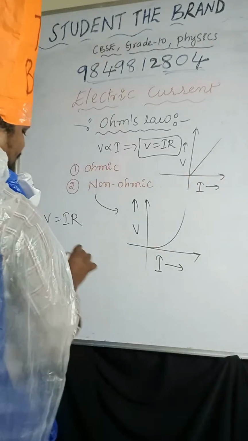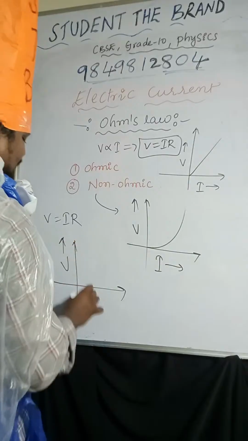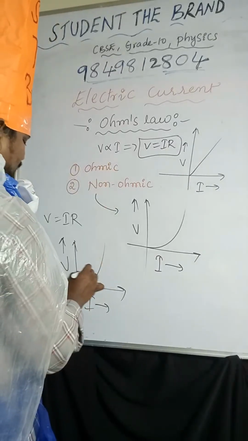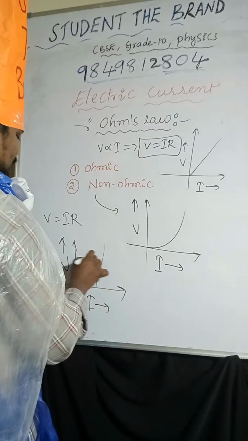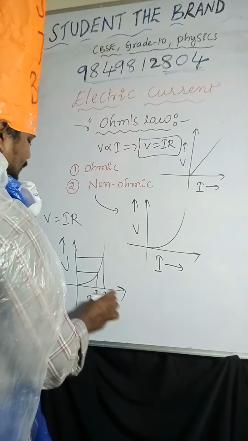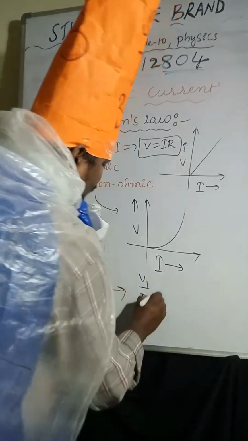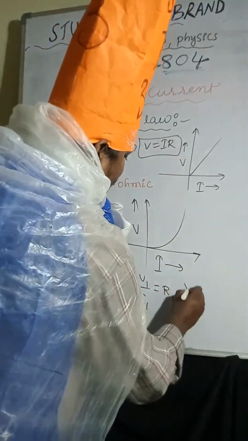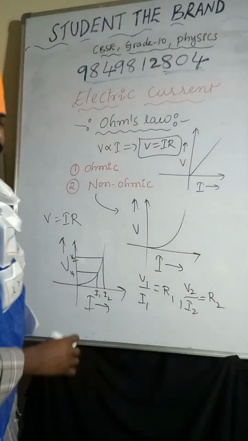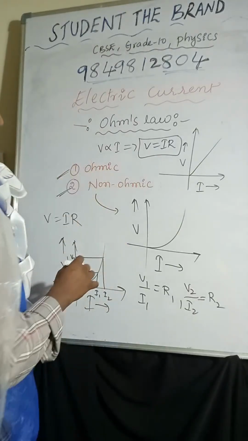But the reason is, if you take a graph like this, V on the y-axis, I on the x-axis, for non-ohmic conductors, like I1, I2, V1, V2. So V1 by I1 equals R1, and V2 by I2 equals R2. Okay, so I hope it is very clear. Just check once: ohmic conductors and non-ohmic conductors.